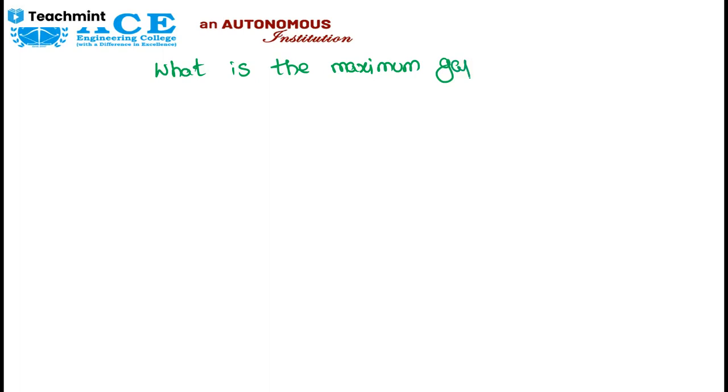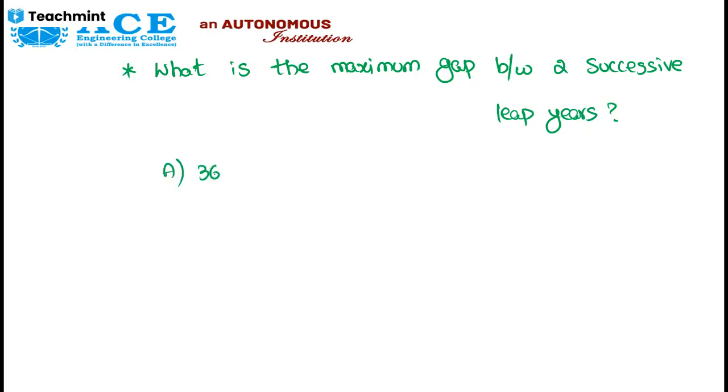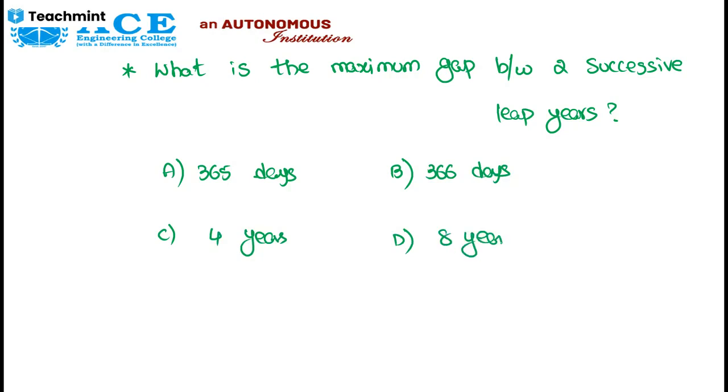I'll give the options also for a better idea. Gap between two successive leap years or between two successive birthdays. Option A, 365 days. Option B, 366 days. Option C, 4 years. Option D, 8 years. Option E, 100 years.